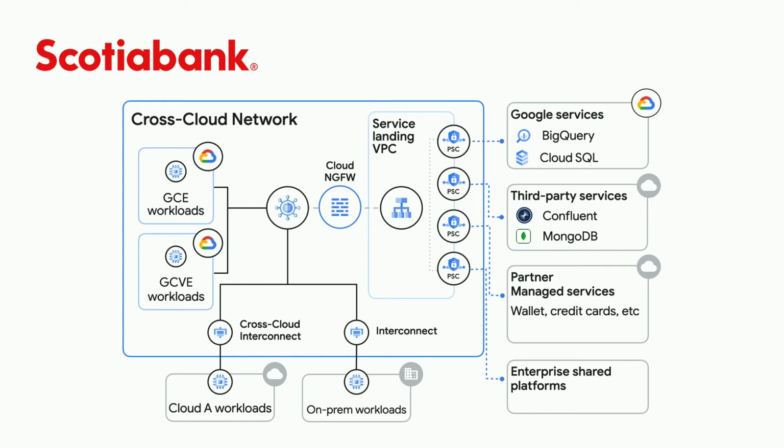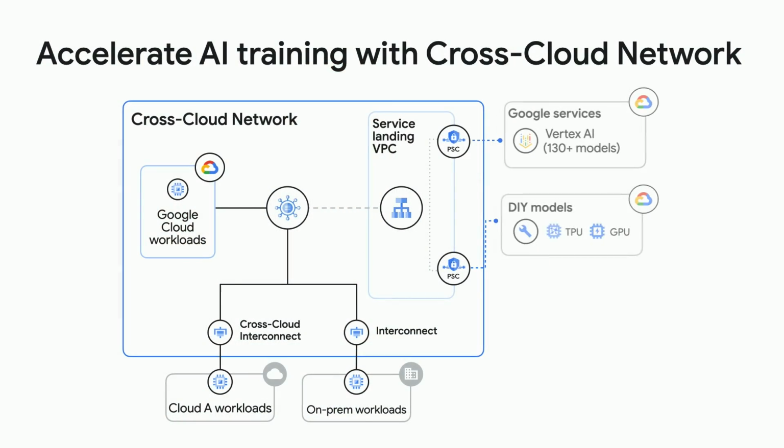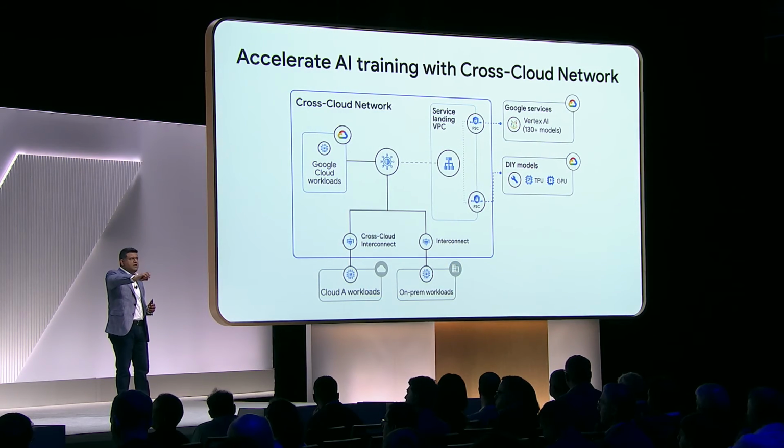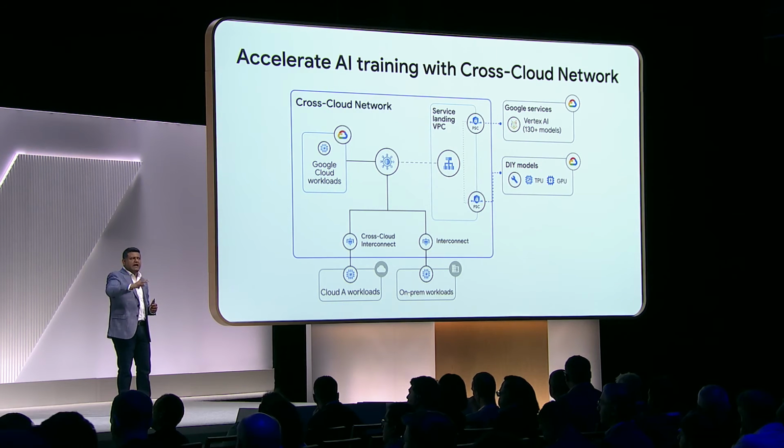We're extending that not only to third-party services like Confluent and MongoDB, but also to partner services like wallet and credit cards and the enterprise customers' shared platforms. So you can use the common PSC methodology for services regardless of where they run. One other use case that cross-cloud network enables is, with that interconnect capability, how do you bring the data to the best models? So you really want to use Gemini, but your data is sitting on-prem or in some other cloud. How do you get a cost-effective way with managed SLAs to bring that data to the models? So, help with AI solutions.